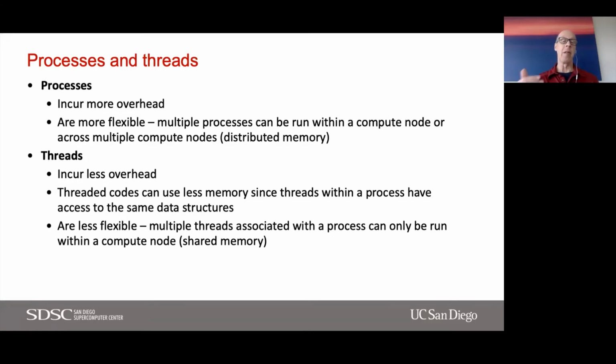Now threads, these are lighter weight. If you're doing programming, often they're easier to implement. They incur less overhead, so it doesn't require as much computational effort to create and destroy threads or manage them. Threaded codes can use less memory, since the threads within a process have access to that same pool of the data and all of the data structures. The drawback with threads, though, is that they're less flexible, so multiple threads associated with a process can only be run within a compute node.